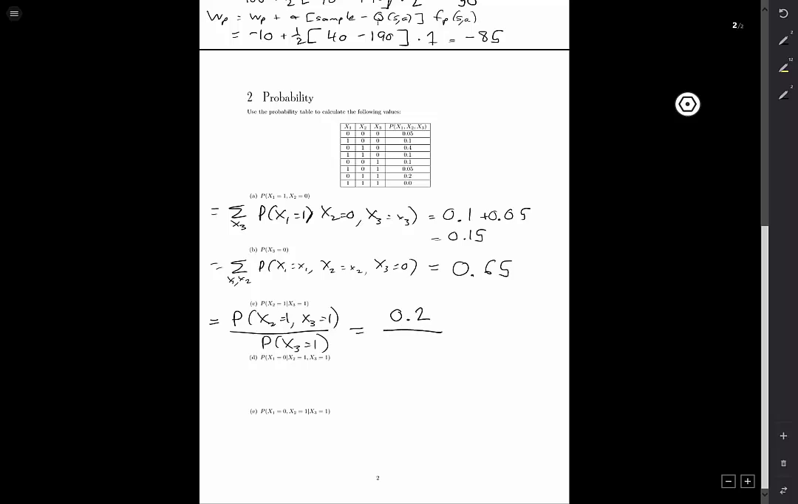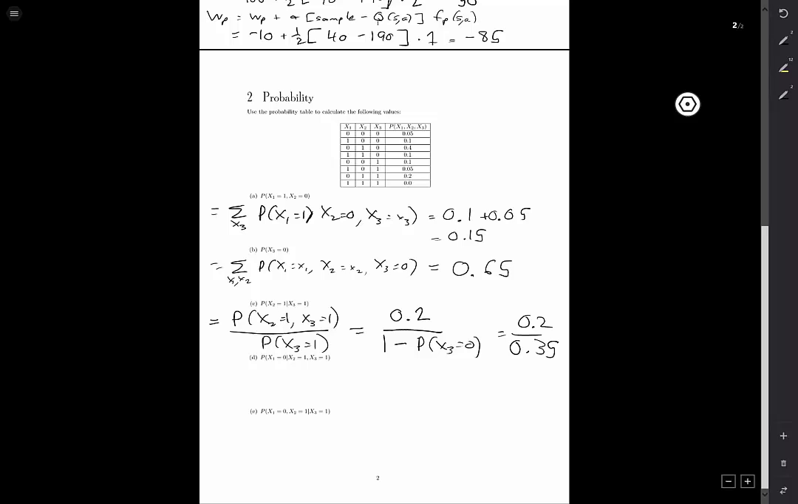Now what's the probability x3 equals 1? Well, we can use a little trick. It equals 1 minus the probability x3 equals 0, which we calculated in part B. So this equals 0.2 over 0.35.